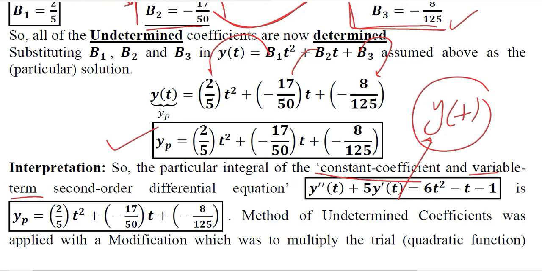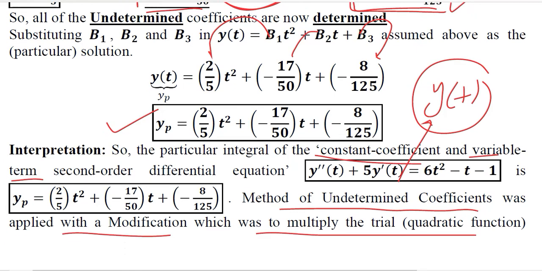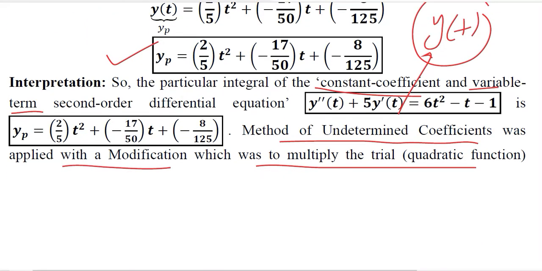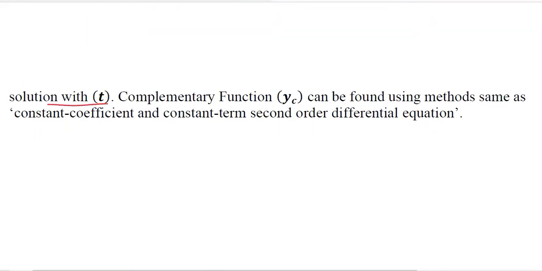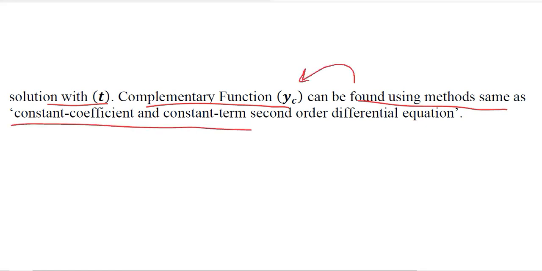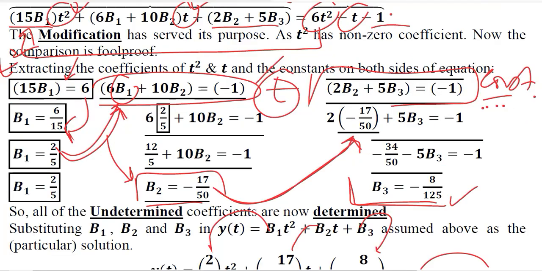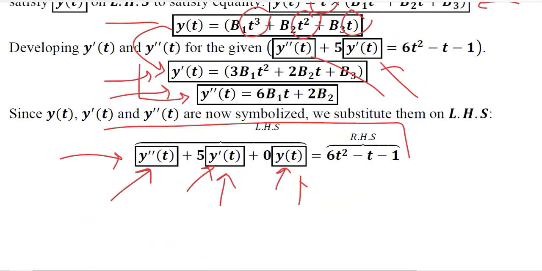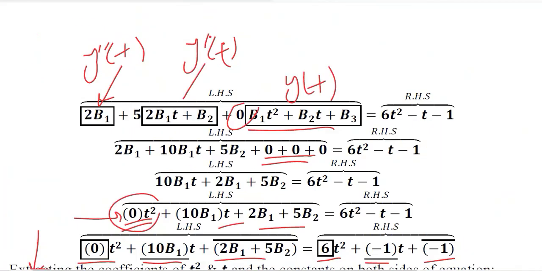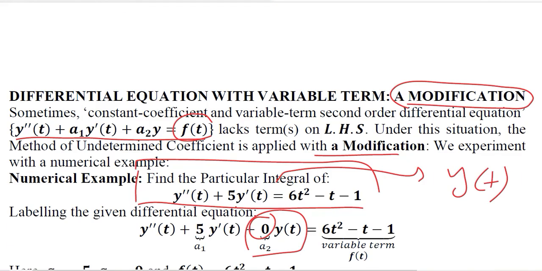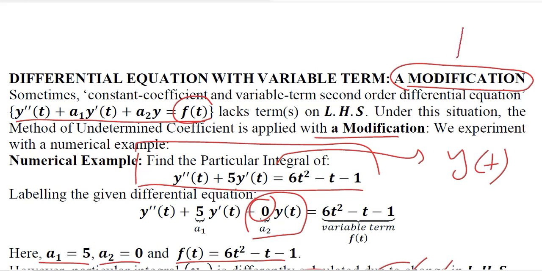So we used the method of undetermined coefficients but with a slight modification, which was to multiply the trial quadratic function with t. This is that t that we multiplied, and we must remember that the complementary function can be found by using the same methods that we have been using before, because the right hand side doesn't affect the complementary function. So this was the complementary function as well as the particular integral guidance for a second order differential equation with variable term with a little bit of modification.